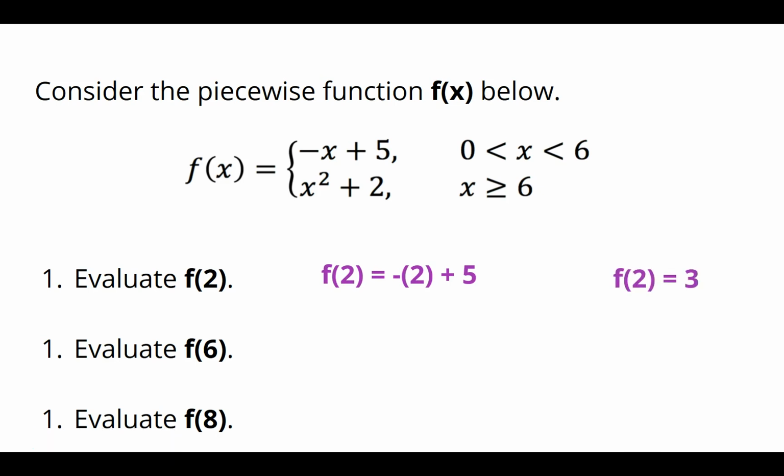That's it? Yes. So you've evaluated before. You're very good at it. We're just adding a little puzzle piece in the beginning. You have to figure out which one you're going to plug it into first. So 6, where does 6 live? On the line or on the parabola? On the parabola, because we're equal to 6, right? So we're going to plug it into x squared plus 2. Gives me 6 squared plus 2, which is 38.